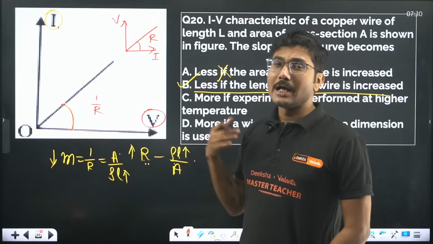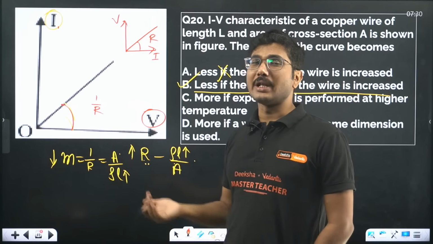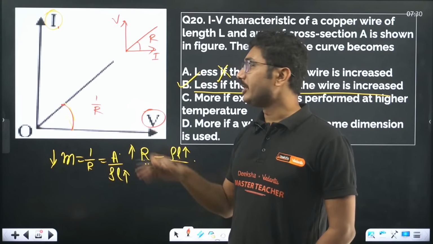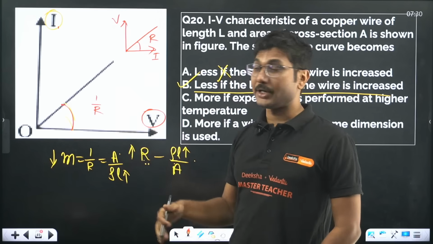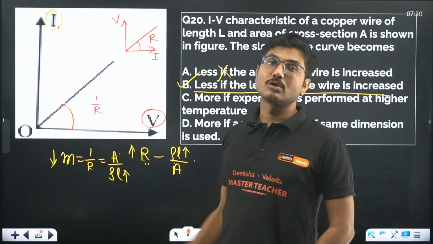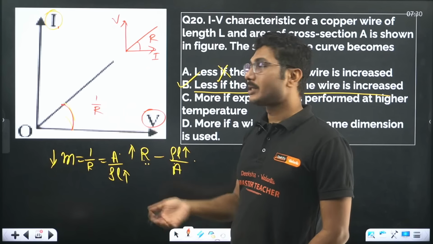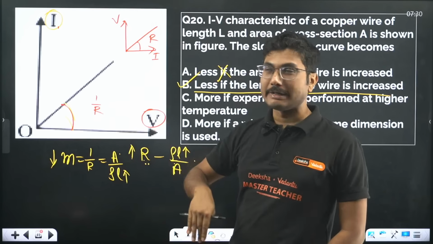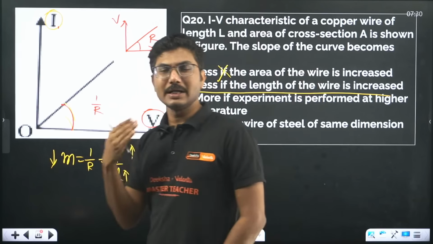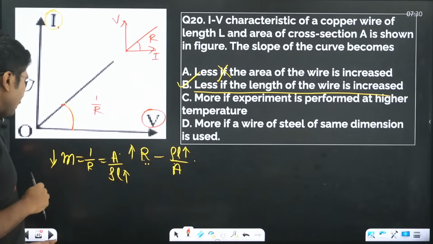So they will ask, if we increase the temperature, what will happen to the slope of the graph? If we increase the temperature, resistance increases, slope decreases. If you increase the length of the wire, resistance increases, slope decreases. So questions based on this kind of increase or decrease might come.